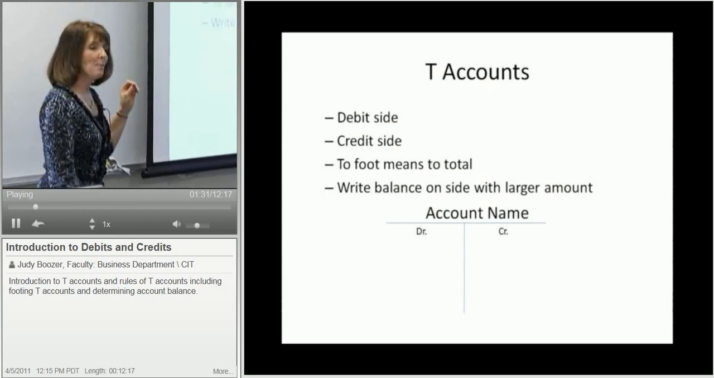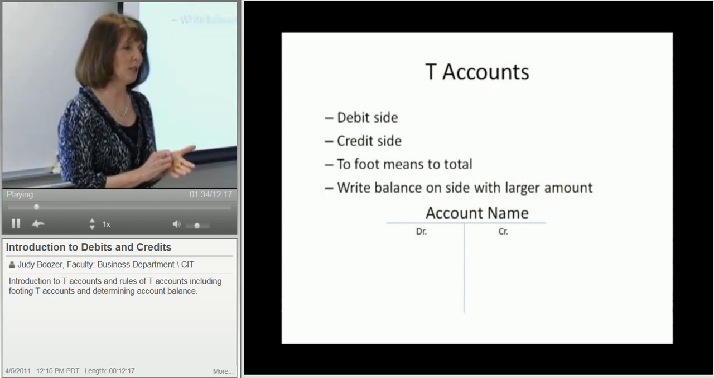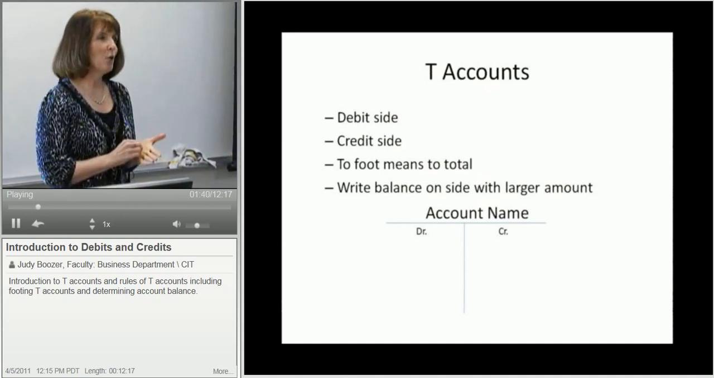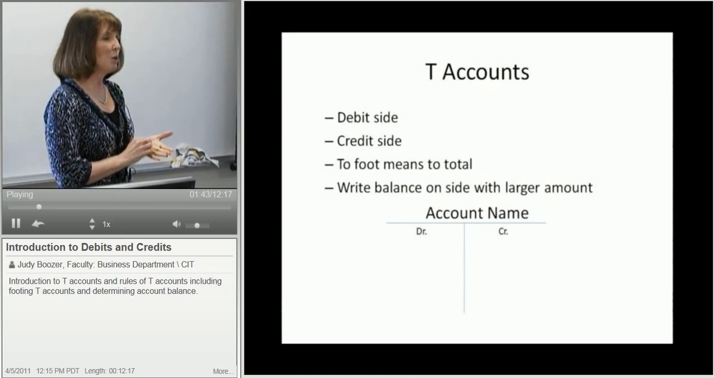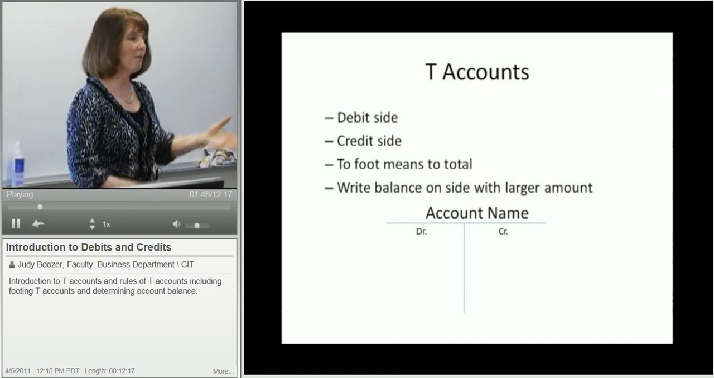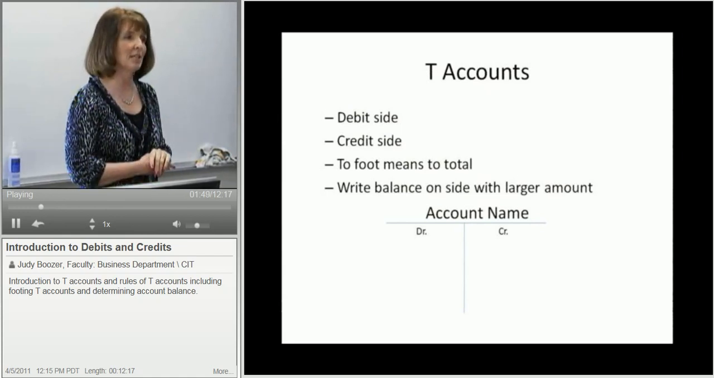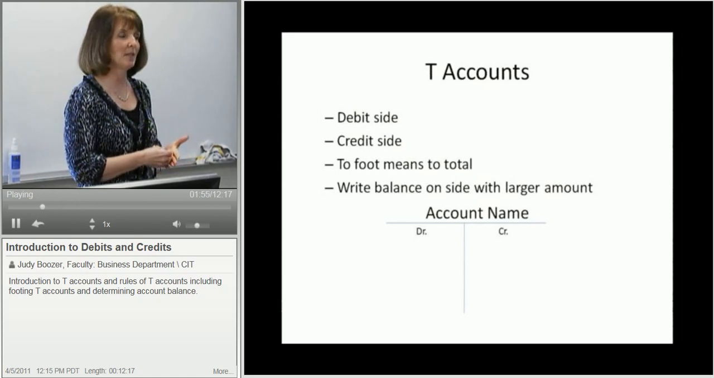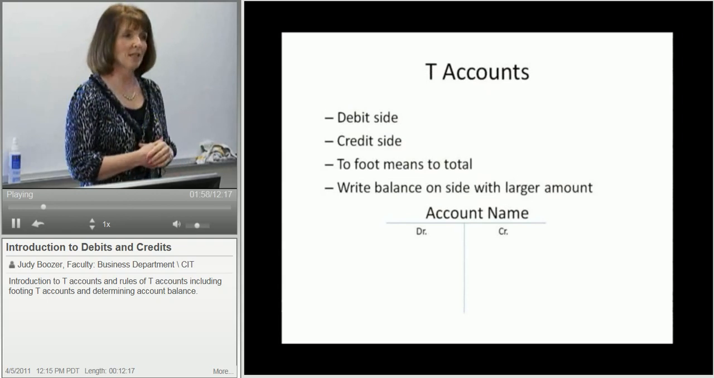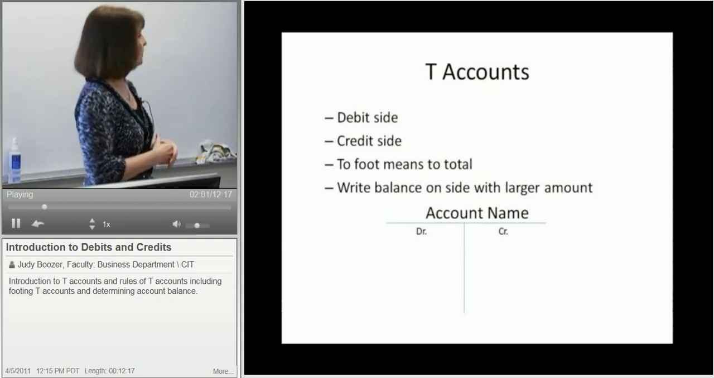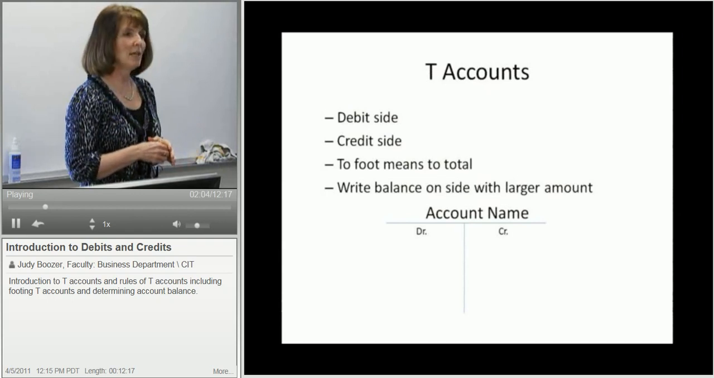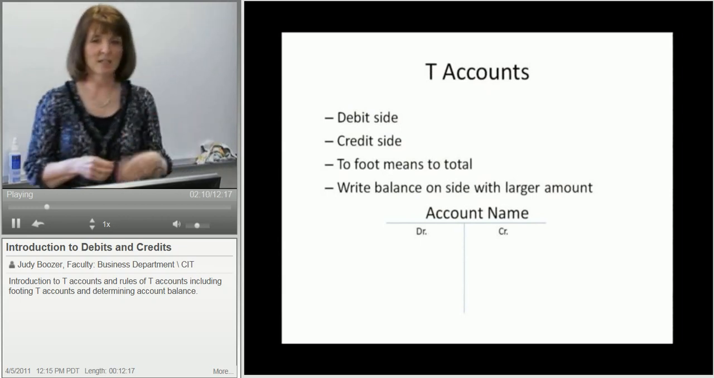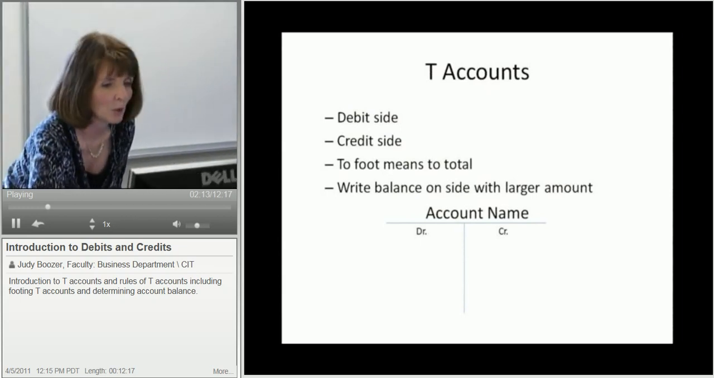Now, some more terminology that we're going to talk about as we deal with business transactions is to foot a T account. A foot simply means to compute what is on each side. So if there were several transactions that affected the debit side of an account, you would have to add them up to see the total amount of debits. The same is true with credits. You would total them up. So what we're going to do now is take a little bit more look at T accounts and what value they have to this whole process.